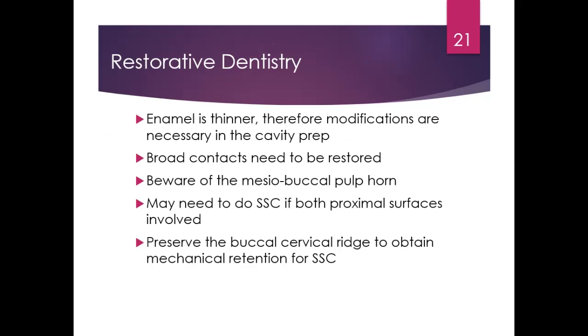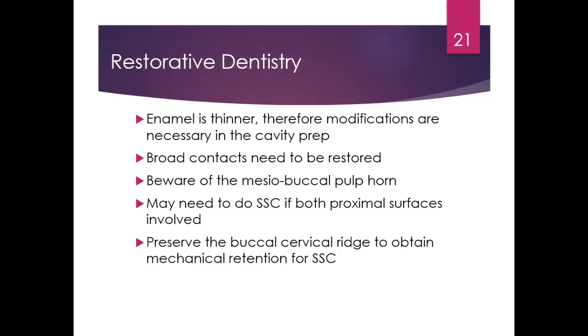With restoring primary teeth, a couple of things to consider. Once again, the enamel is thinner, so modifications are necessary in the cavity prep. Broad contacts, you'll see that more, and they need to be restored. Be aware of the mesial buccal pulp horn. You also may need to do SSCs if the proximal surfaces are involved.